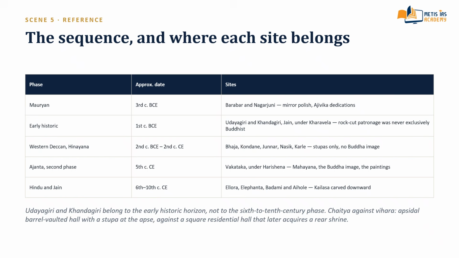The first one is the 3rd century BCE. Barabar, Nagarjuni, Bihar, the beginning. Ashokan and Dasharatha dedication to the Ajivikas. The Lomas Rishi facade imitates a thatched and timber hut front, and the interiors carry the extraordinary Mauryan mirror polish on granite.